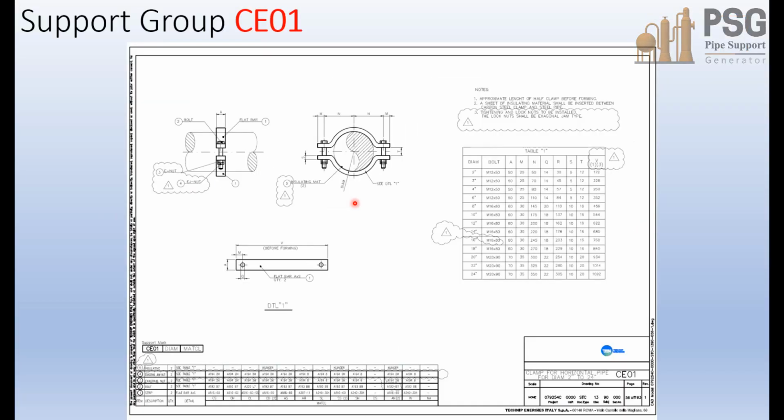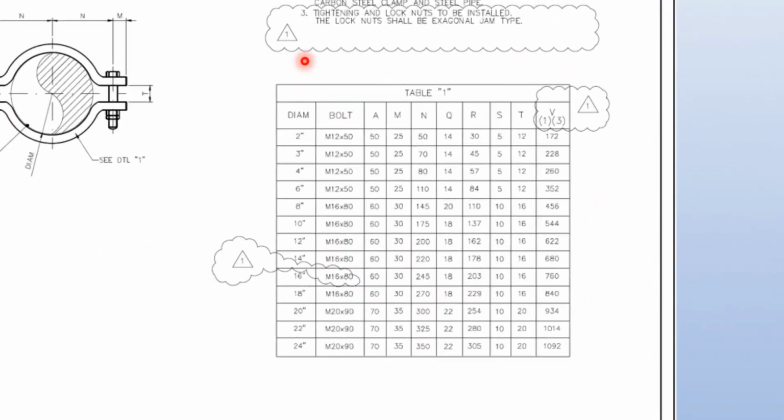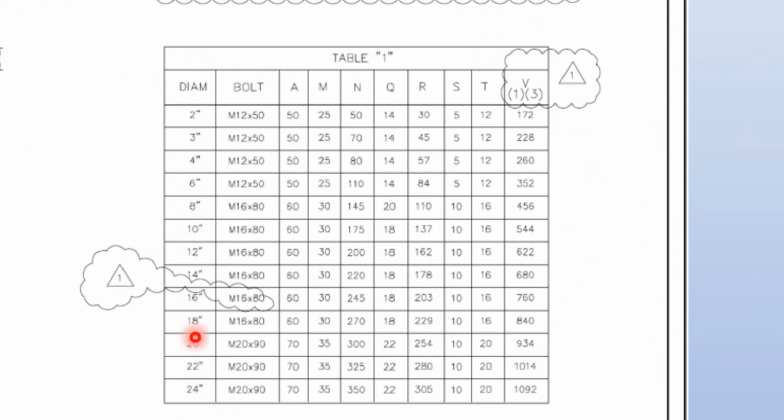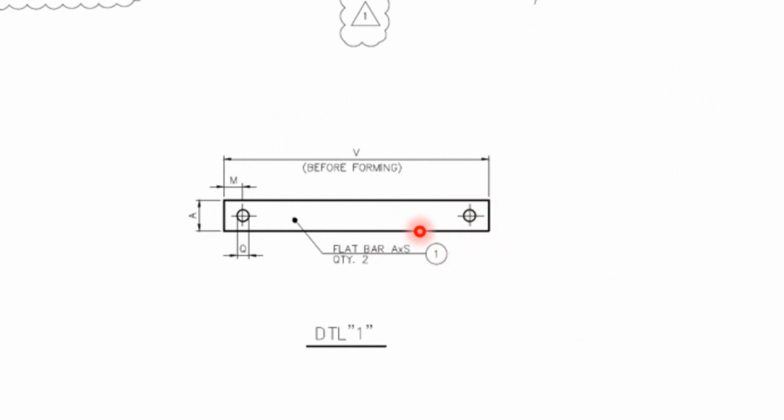let's move to the group CE01, which indicates the dimensions of this clip. Okay, now as you can see, this clip includes 2 plates, and you have tightening bolts, nuts, and jam nuts. And here that table indicates the size of the main pipe diameter, and here on the row you will find the bolt length, bolt size, and the other dimensions for that plate, which is length, width, hole diameter, hole offset, and this plate thickness.